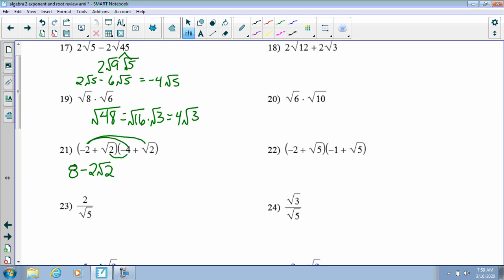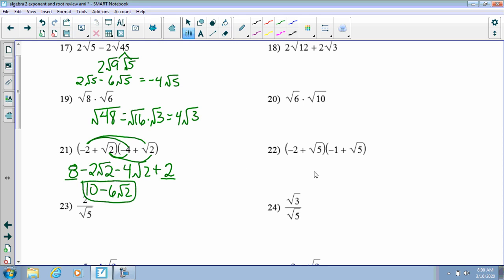Root 2 times negative 4 is negative 4 root 2. Then root 2 times root 2 is square root of 4. And the square root of 4 is just a regular 2. So now we can combine. 8 and 2 make 10. And then negative 2 root 2 and negative 4 root 2 make negative 6 root 2.